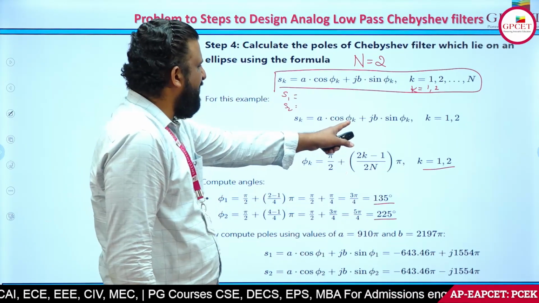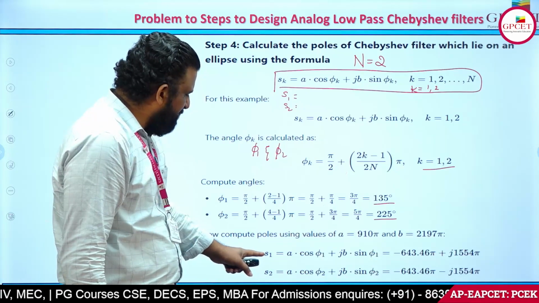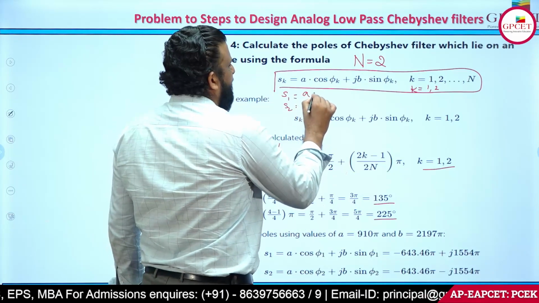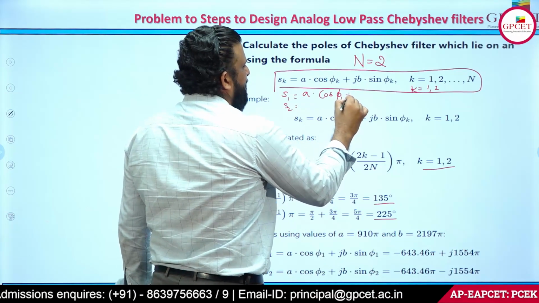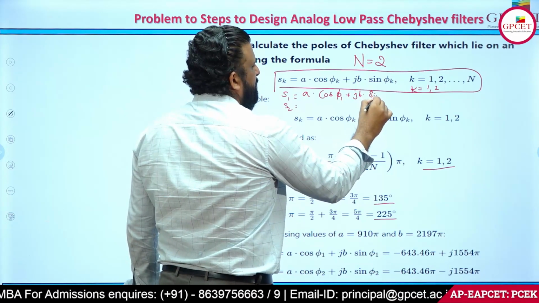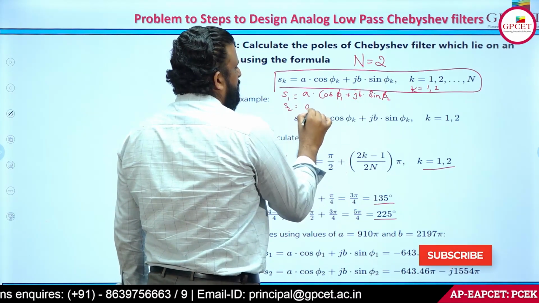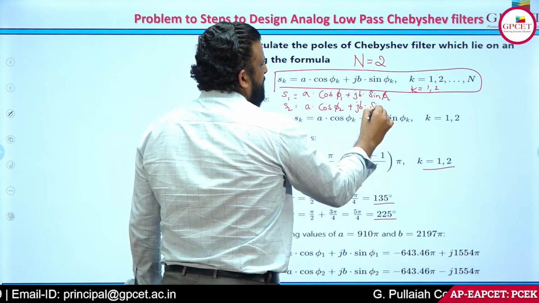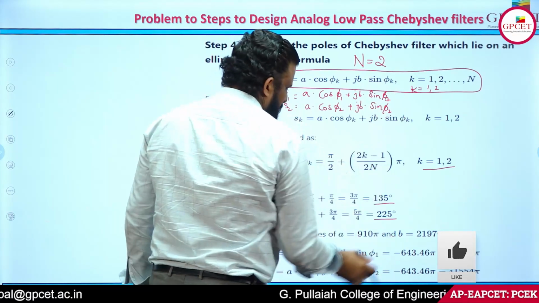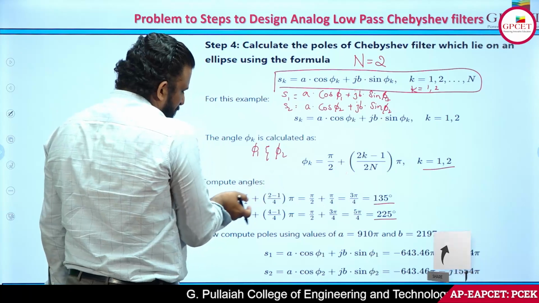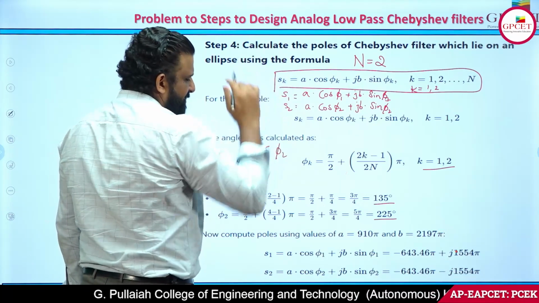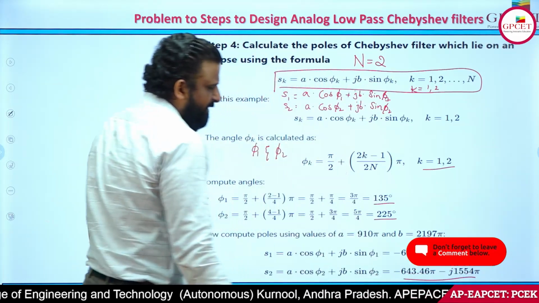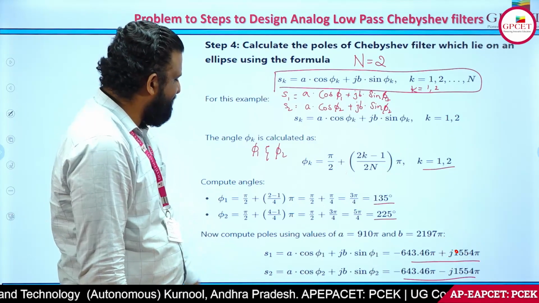After getting the values of phi 1 and phi 2, similarly I am going to find out the 2 poles S1 and S2. So S1 is equal to A cos phi 1 plus jB sin phi 1. And similarly S2 is equal to A cos phi 2 plus jB sin phi 2. So with the help of this formula, substituting the values of phi 1 and phi 2, and A and B from the third step, we get S1 equal to this and S2 equal to these equations. So 2 equations I got, that is S1 and S2.